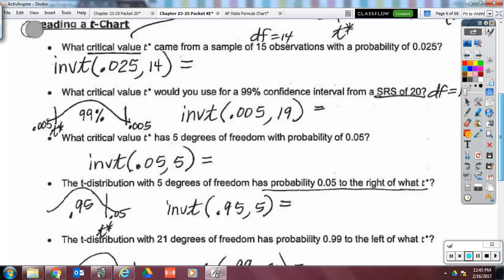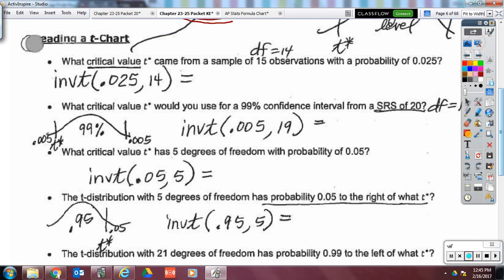Okay. So here we already said that this one was negative 2.14. And here we're going to get two values, the positive and the negative, because we want to know it on both sides of that confidence level or confidence interval. And was this the 2.86 one? Is that what that was? Okay.